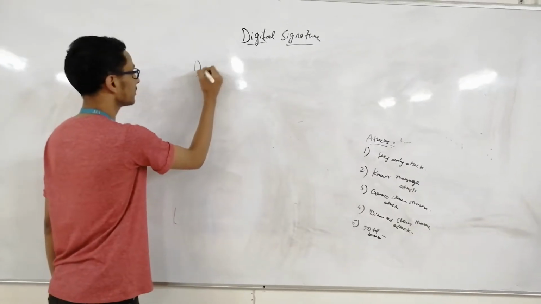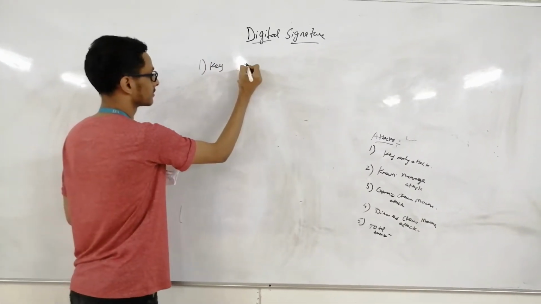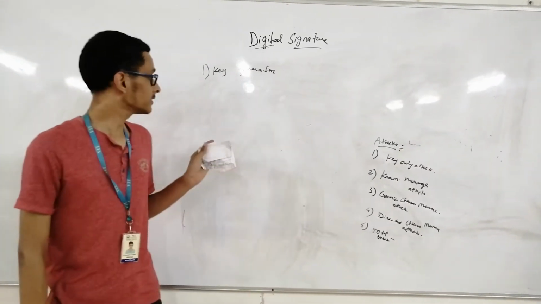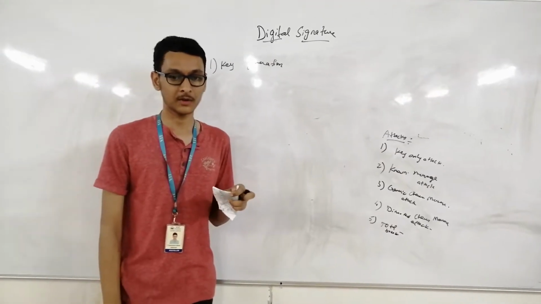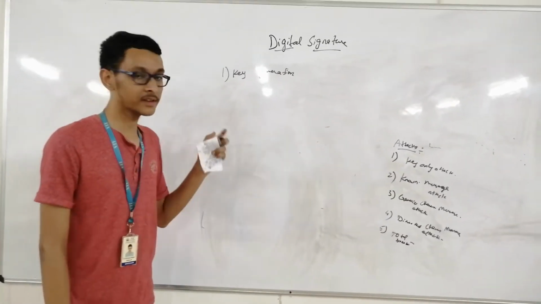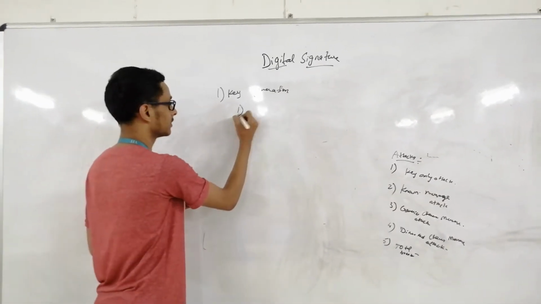So the first step is the key generation. Digital signature requires two steps. One is key generation and another one is key verification. In key generation, four things need to be computed. So let's start with the first one.